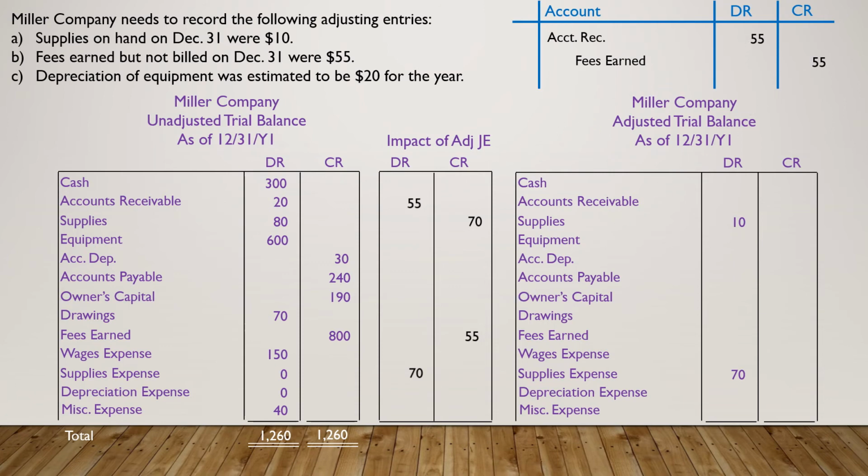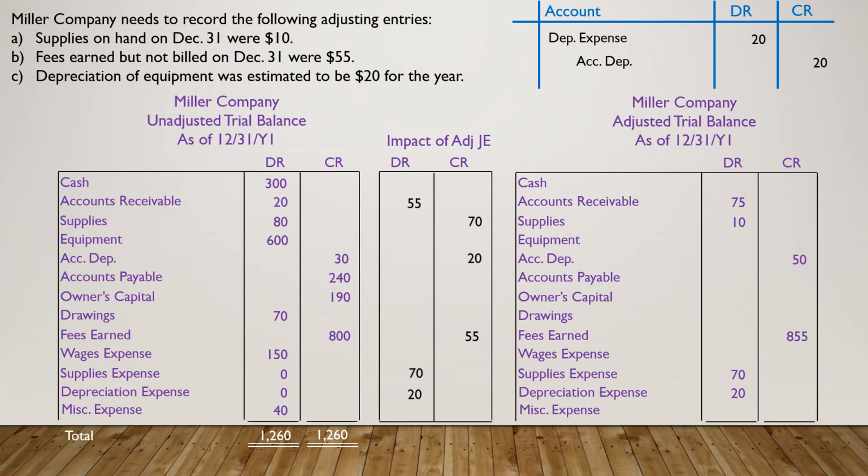The $55 debit and credit will bring AR to a $75 debit balance and fees earned to an $855 credit balance. Finally, we have our depreciation, estimated to be $20 for the year. Depreciation consists of a debit to depreciation expense and a credit to accumulated depreciation. Accumulated depreciation's balance rises to a $50 credit, and depreciation expense becomes a $20 debit.